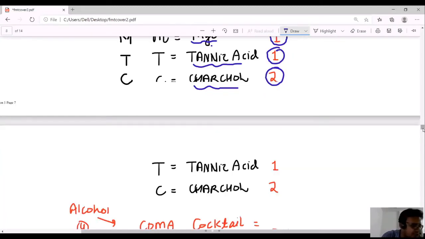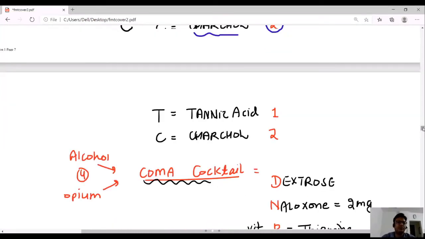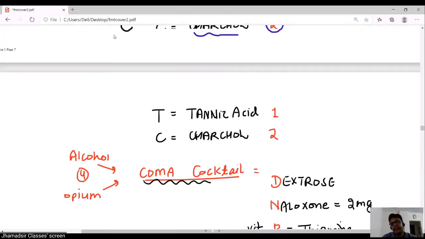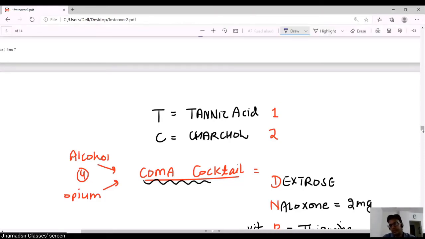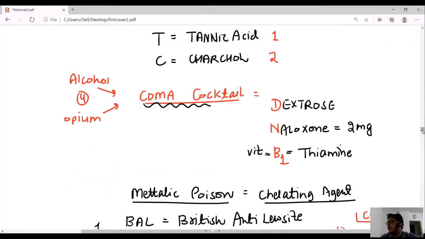Again, I am revising: magnesium oxide, tannic acid and charcoal. Magnesium oxide 1 part, tannic acid 1 part, charcoal 2 parts. This combination is known as the universal antidote, MTC. Magnesium oxide, tannic acid, charcoal: 1, 1, 2.